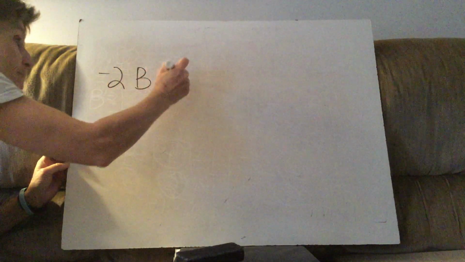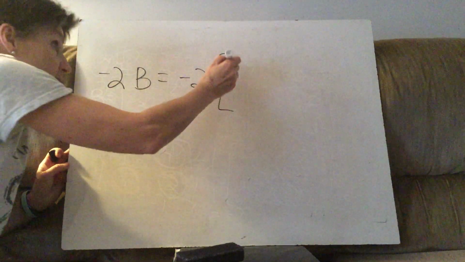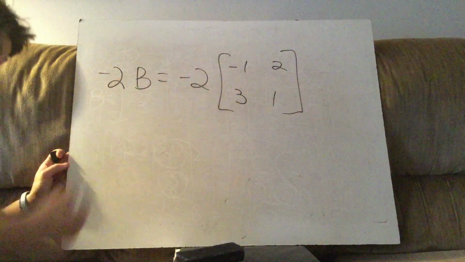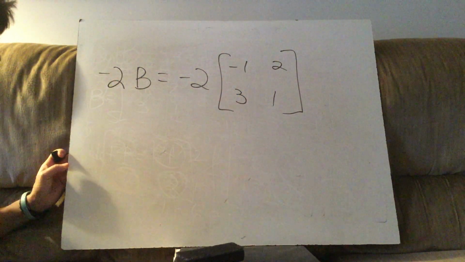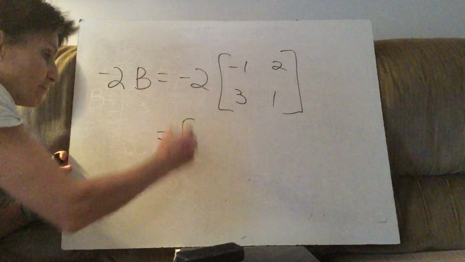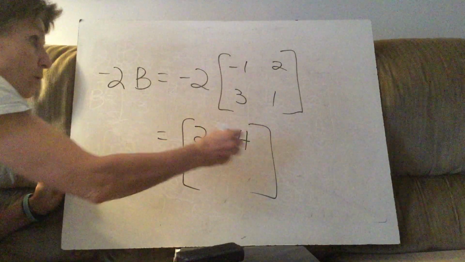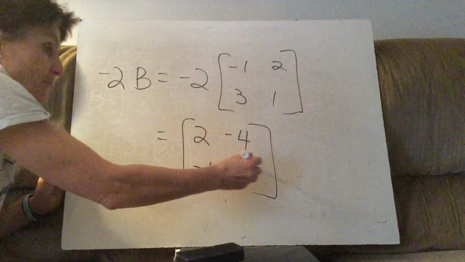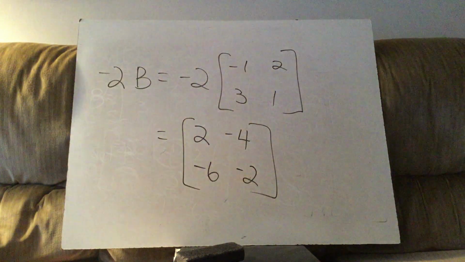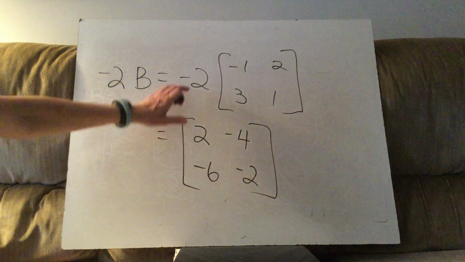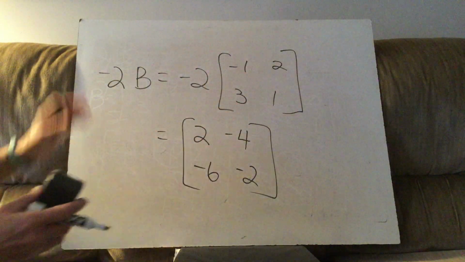Next, we are going to do negative 2B. Oh shoot, I shouldn't have erased B. So B is this matrix. So we're just going to do negative 2 times B. Well, that's really easy. Just take negative 2 times everything. So we get 2, negative 4, negative 6, and negative 2. Done. That's easy. Negative 2 times each of those numbers.